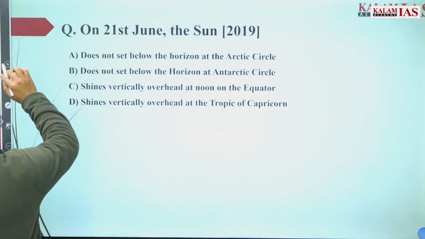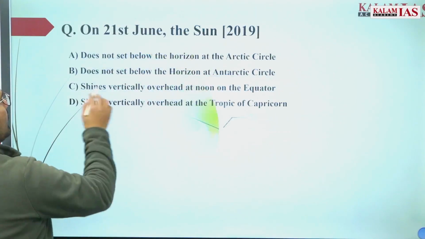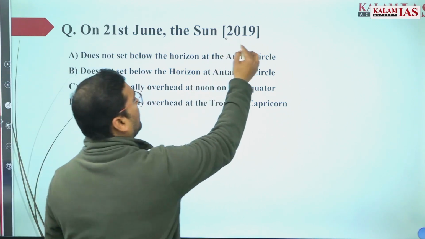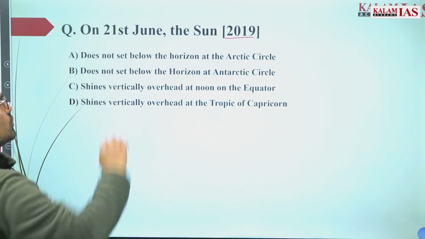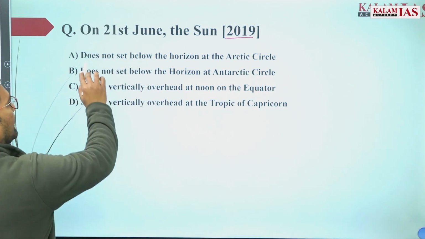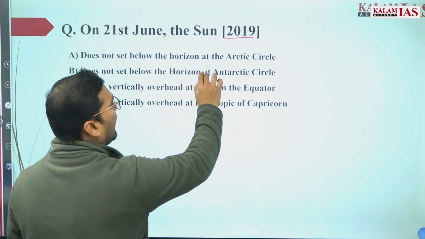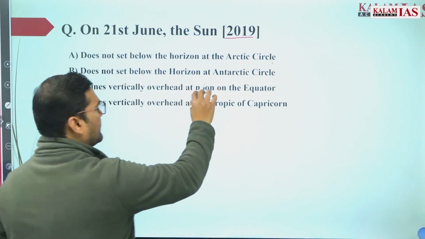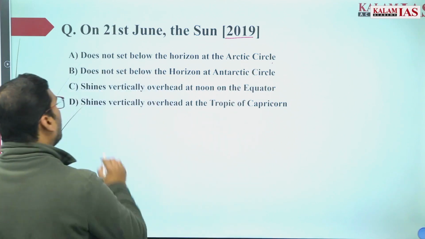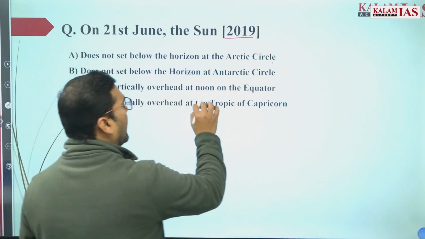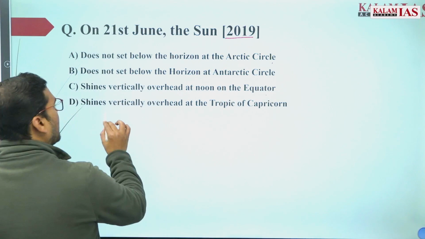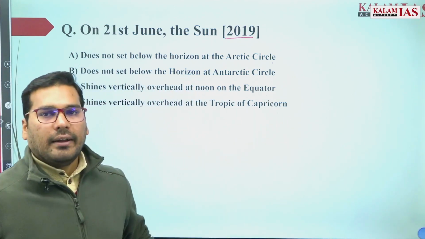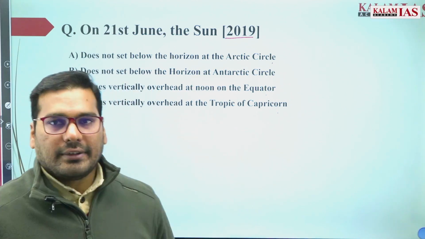Now, for an example, I have given this question. Okay, this was asked in 2019. The question is, on 21st June, the sun does not set below the horizon at the Arctic Circle; does not set below the horizon at the Antarctic Circle; shines vertically overhead at noon on the equator; shines vertically overhead at the Tropic of Capricorn. See, in this you have to pick the correct answer.